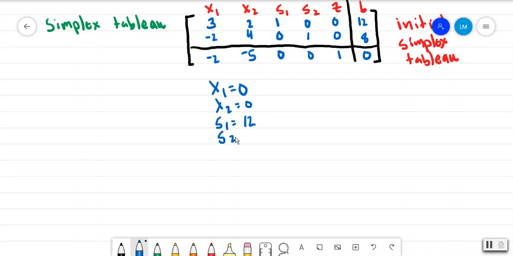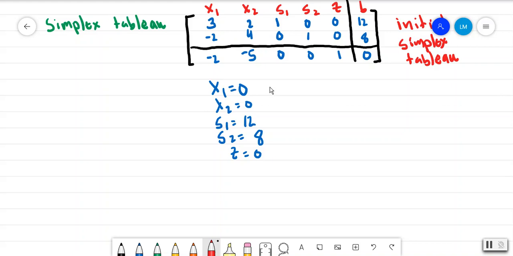Now we can also do s2, which is equal to 8. And that's again because x1 and x2 are both 0, so that means it becomes 8. Now z, unfortunately, z is just 0. Why? Because x1 and x2 are both 0. So, okay, right now these are the basic solutions, but they're not the optimal solution.